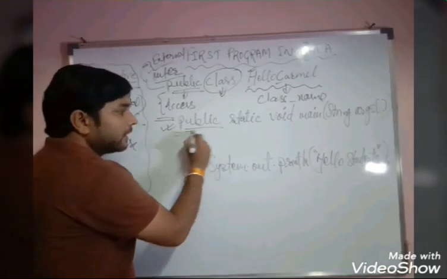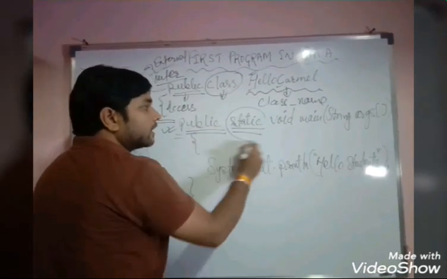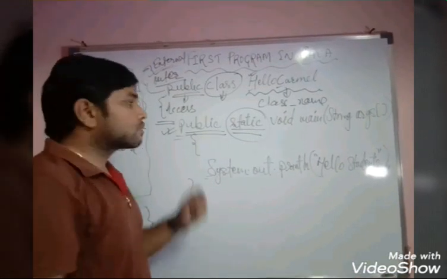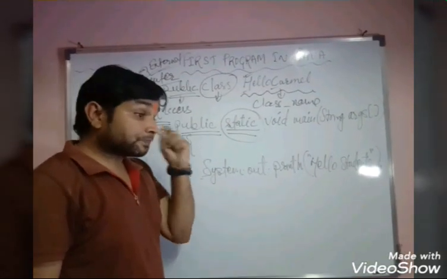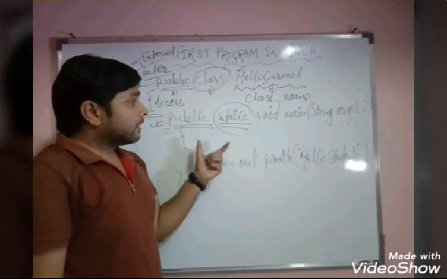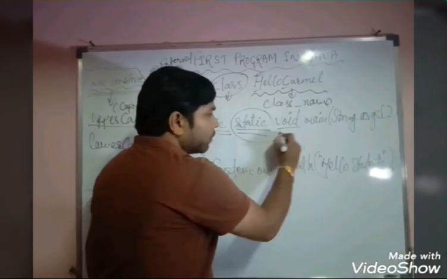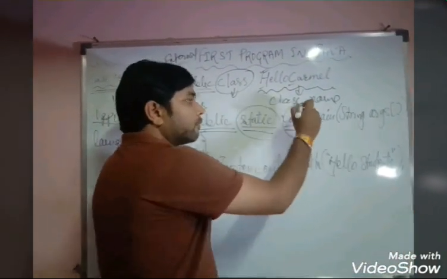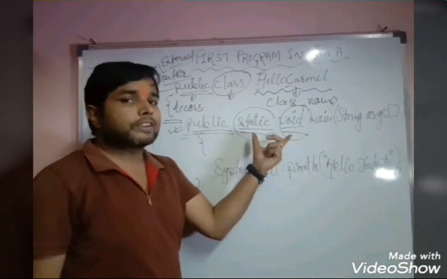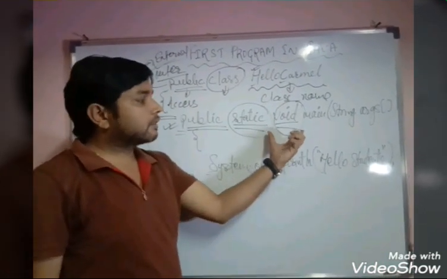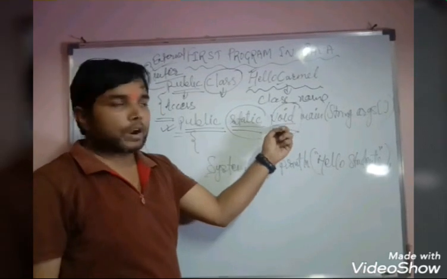First you have to write public, then static. Static is a keyword which is used to make a method global. Okay. Now void is a keyword. Void means this function will never return a value. If any function is not returning a value, then we have to use void.